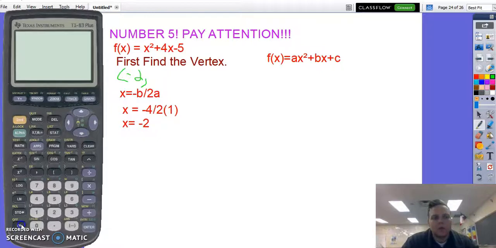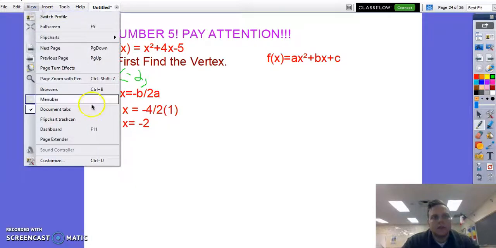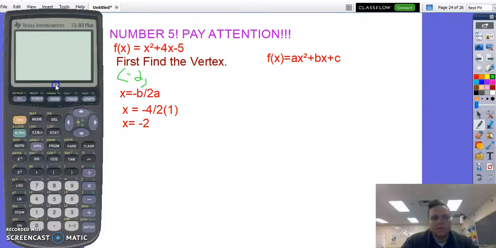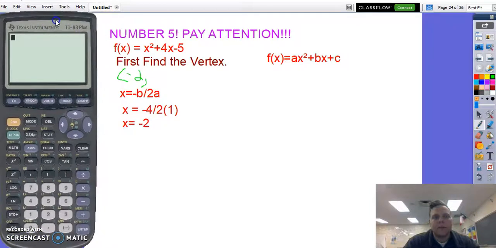My calculator's not wanting to turn on right now. I do not know why. Hold on. Okay, I got my calculator.